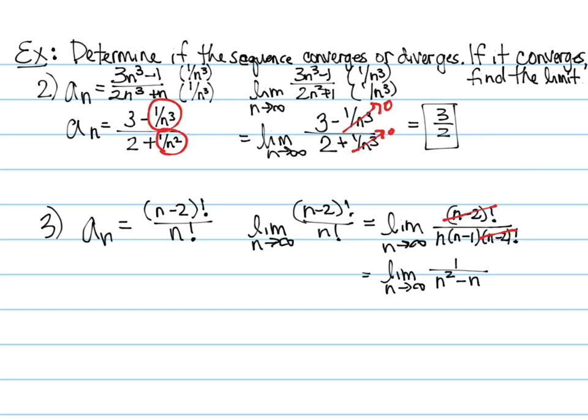What's happening in the numerator? It stays the same. So what happens when you divide 1 by something that's getting infinitely large? It goes to 0. So this limit is actually 0.